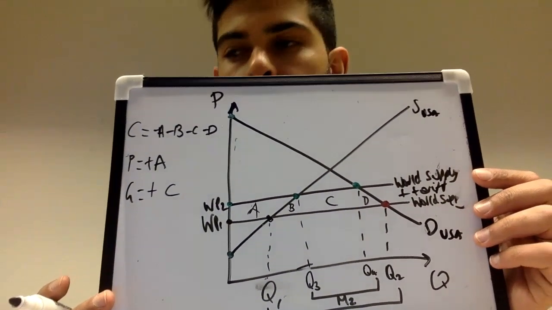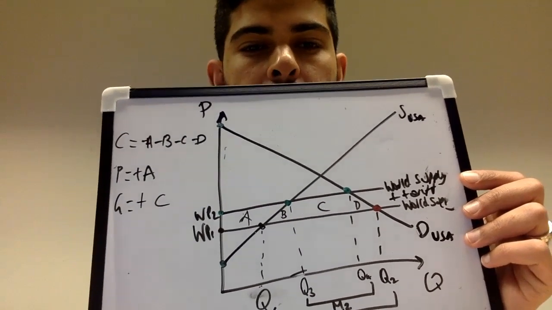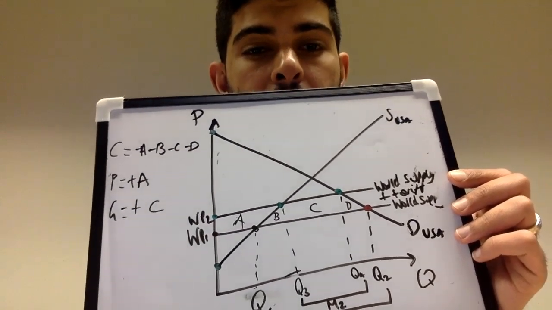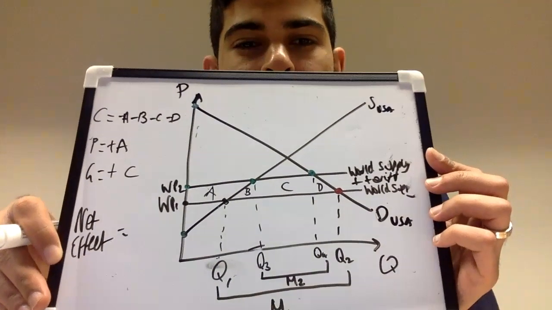All right, so let's look at what we've got so far. We've got the consumers minus A, minus B, minus C, minus D, producers plus A, and the government is plus C. Net effect, like, you know, the most basic of basic maths. In the words of Big Shaq, big maths. Net effect. What's net effect?